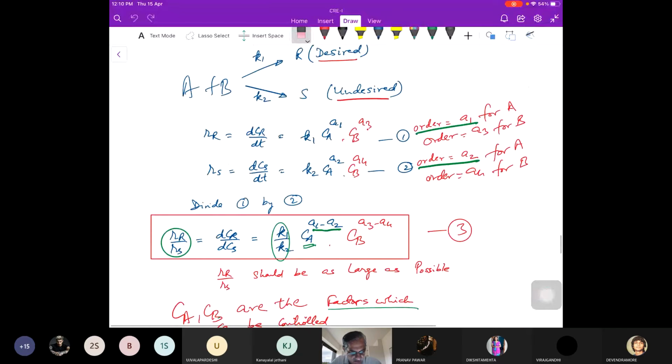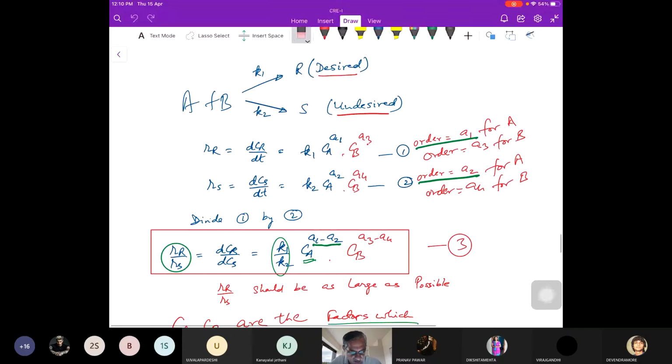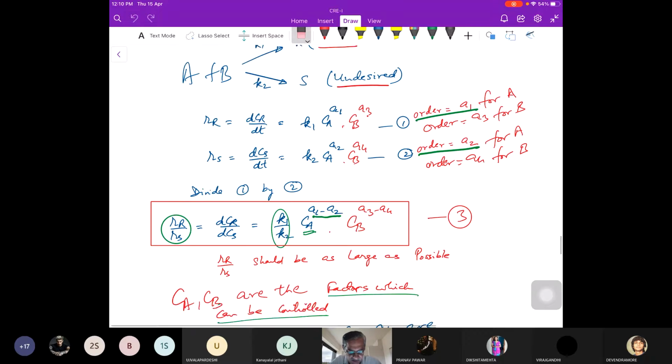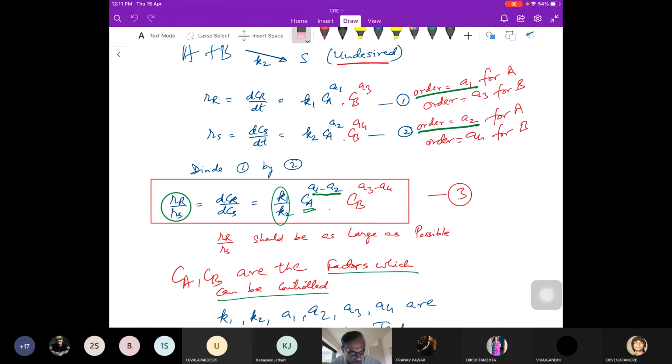Then I showed you an example where we have two reactants, A and B. Instead of single reactant, if you have two reactants, A and B, then the order of reaction with respect to both A and B is important. So a1 is for A for formation of R, and a3 is order of reaction with respect to B for the desired product, and a2 is the order of reaction with respect to A for undesired product, and a4 is the order of reaction with respect to B for the undesired product. In that case, rate of R upon rate of S, the equation is this, 1 and 2 again.